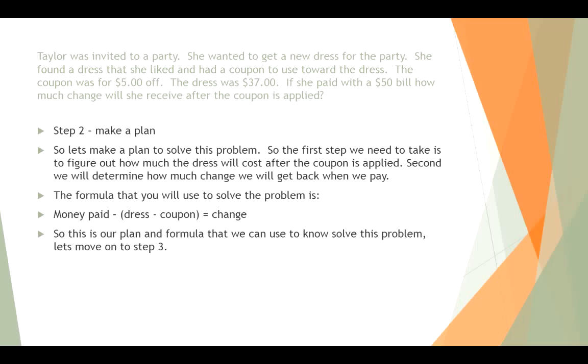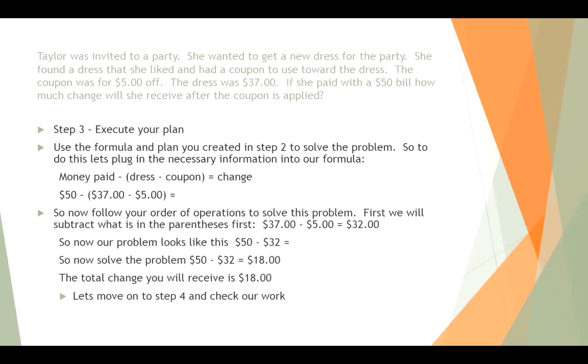So let's make a plan to solve this problem. The first step we need to take is to figure out how much the dress will cost after the coupon is applied. And second, we will determine how much change we will get back after we pay. The formula that we will use to solve this problem is the money paid minus the dress minus the coupon equals the amount of change that we will get. Now we have our plan and our formula. So now let's move on to step 3 to solve the problem.